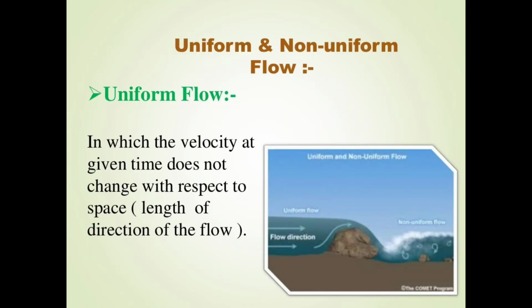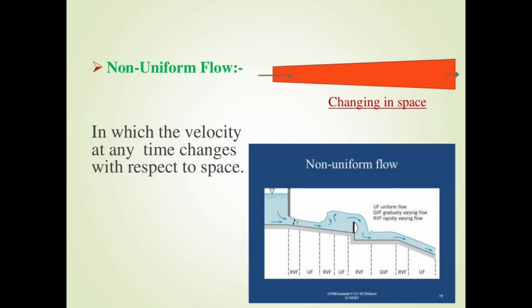Uniform and non-uniform flow. A flow in which the velocity at a given time does not change with respect to space, length of direction of the flow is known as uniform flow. Non-uniform flow. The flow in which the velocity at any time changes with respect to space is known as non-uniform flow.